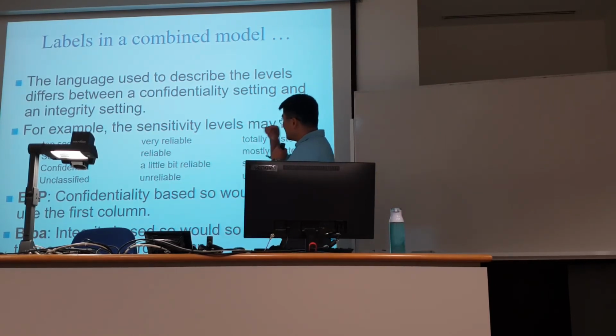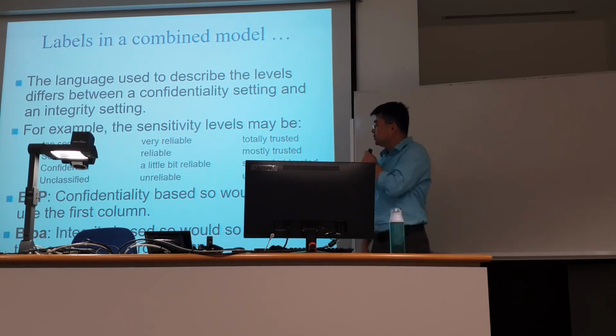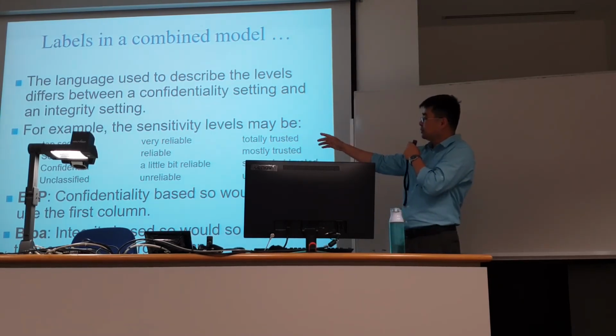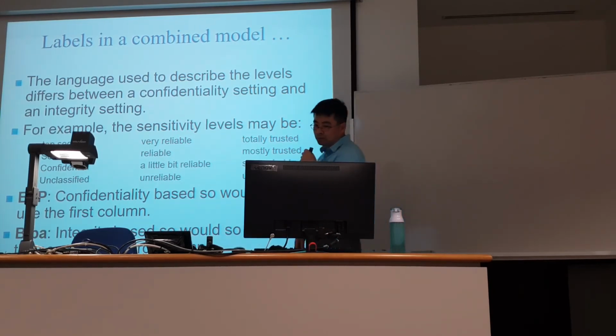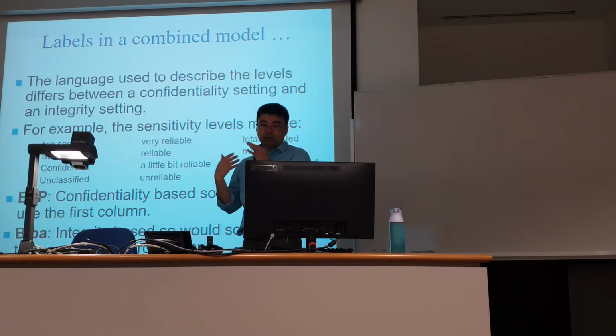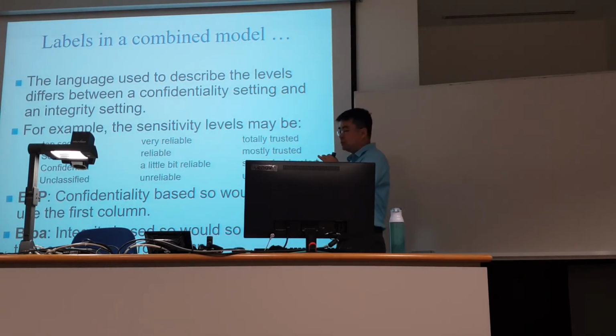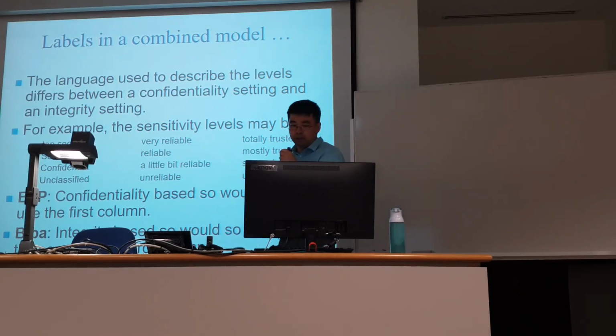For example, for the confidentiality-based one, maybe we can use the first column: top secret, secret, confidential, unclassified. But the second and third columns are the labels you can use for integrity, right? Like very reliable or totally trusted and so on. So these are more on the integrity side.